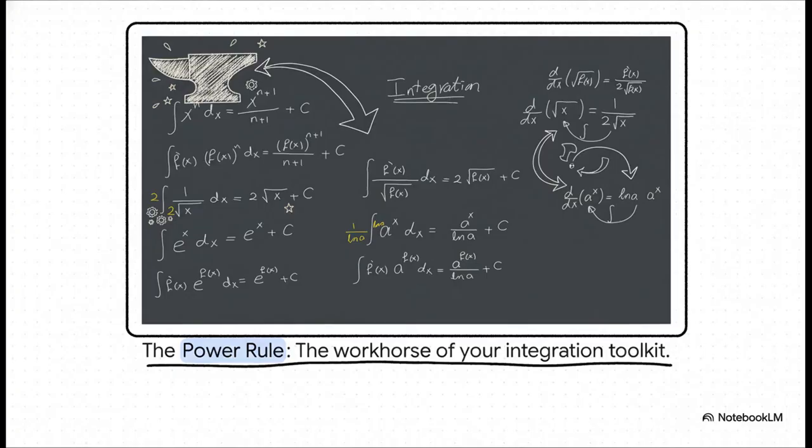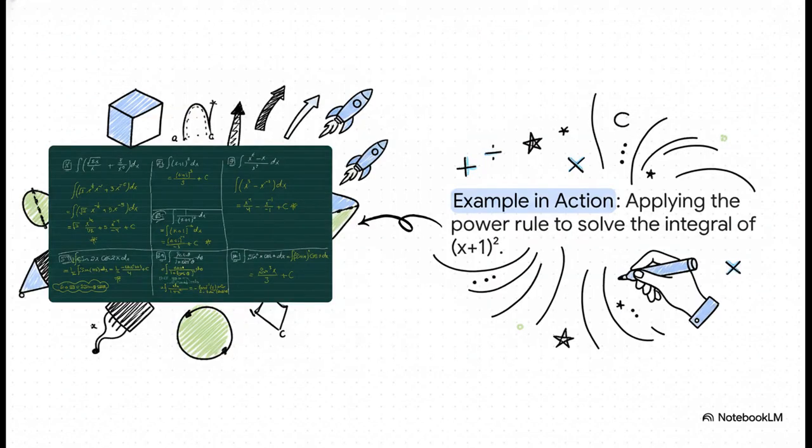And this right here, this is the absolute workhorse of your toolkit. It's the power rule. Basically, if you're integrating any variable, let's say x, raised to a power n, you just add 1 to that power and then divide by the new power. It's the exact opposite of the derivative rule where you used to multiply and then subtract 1. This is tool number 1, and trust me, it's a huge one. Let's see it in action, okay?